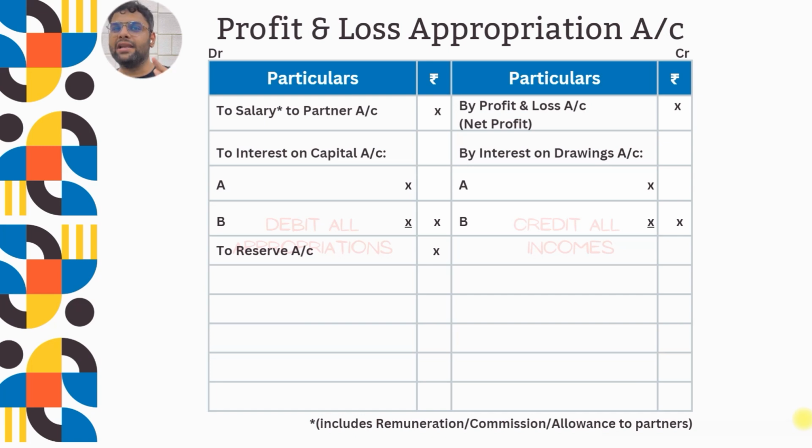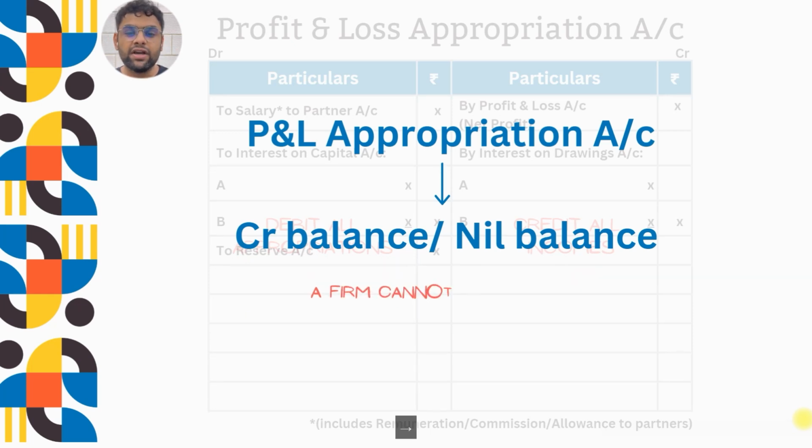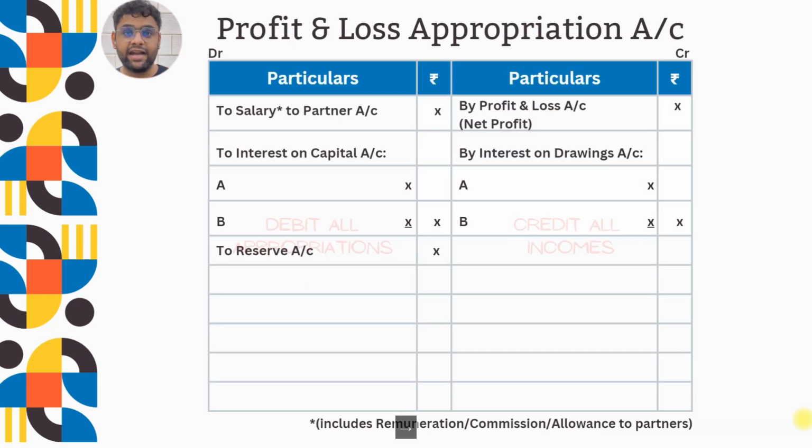And before you balance, one important thing, a P&L appropriation account will always have a credit balance or a nil balance. Credit balance matlab credit is heavier than the debit, or nil balance means credit is equal to the debit. The debit can never be heavy because a firm cannot appropriate or distribute more than what it earns as net profit. Always remember this. So assume that this P&L appropriation account has a credit balance.